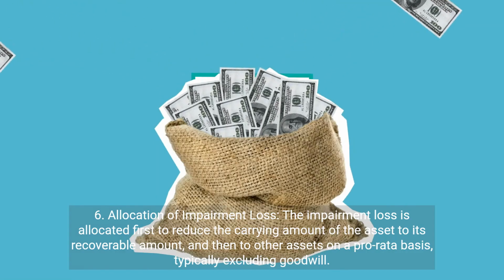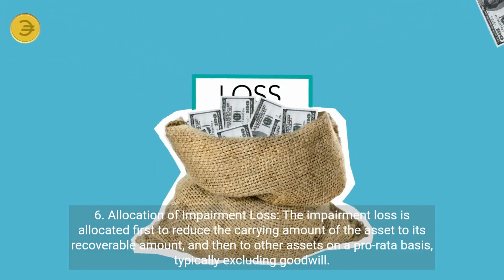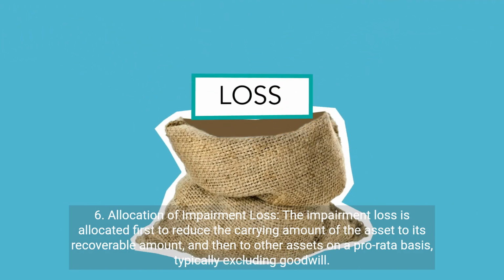6. Allocation of impairment loss. The impairment loss is allocated first to reduce the carrying amount of the asset to its recoverable amount, and then to other assets on a pro rata basis, typically excluding goodwill.